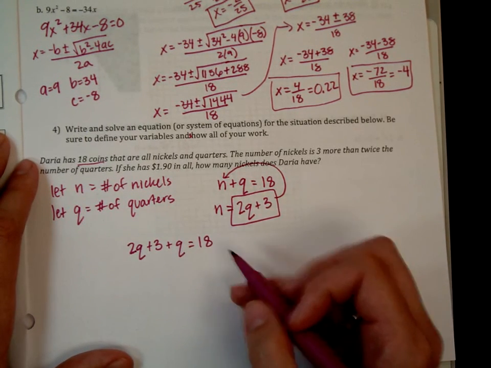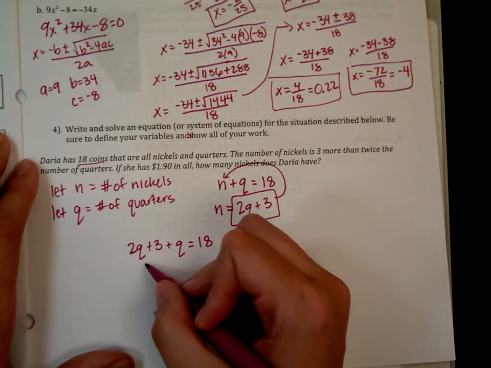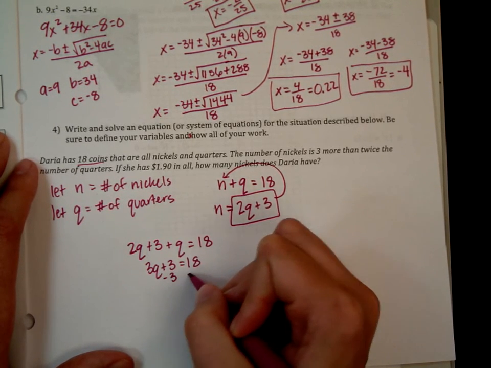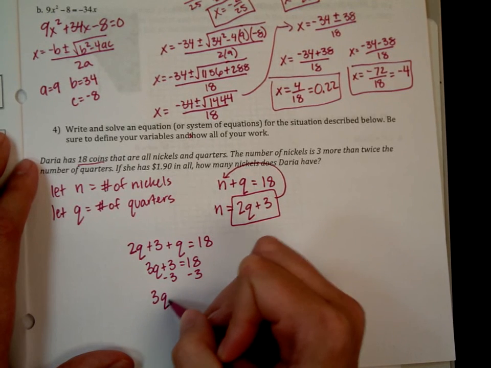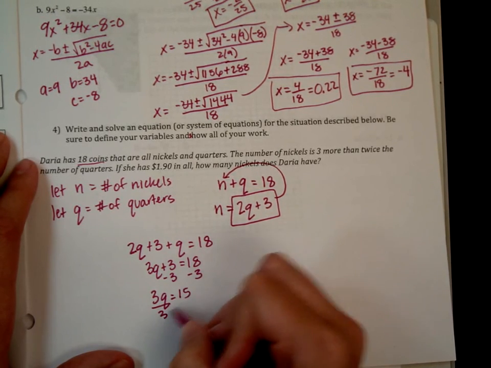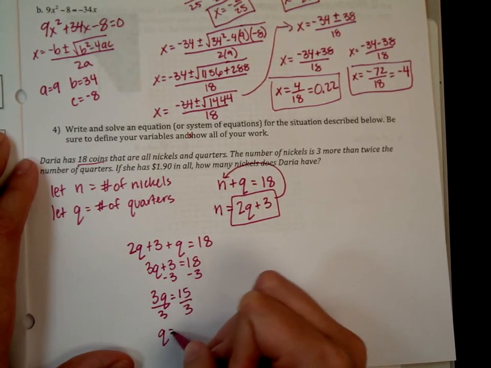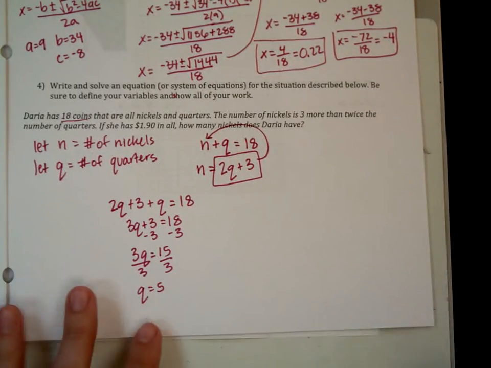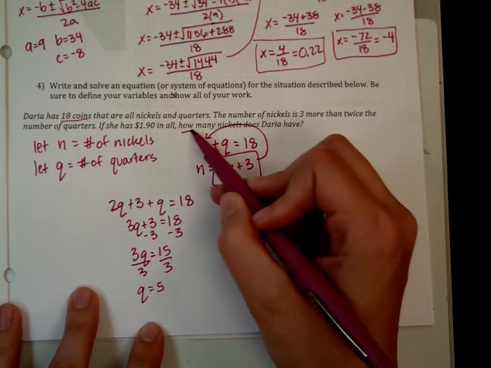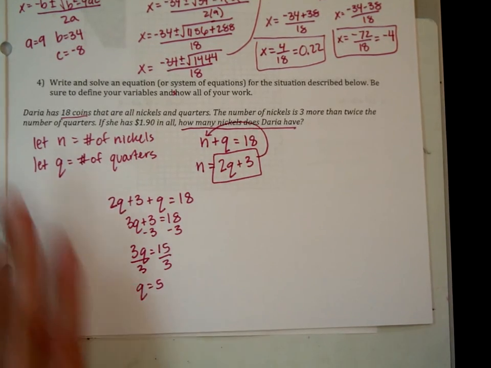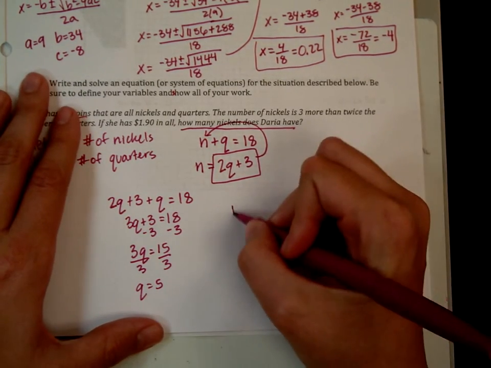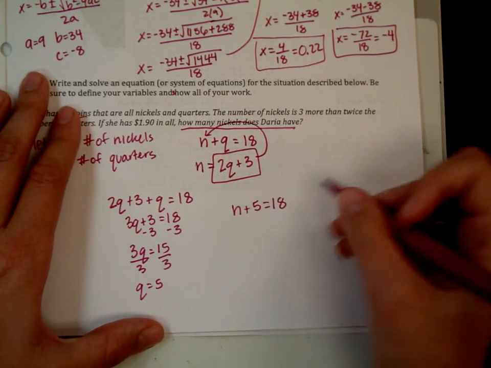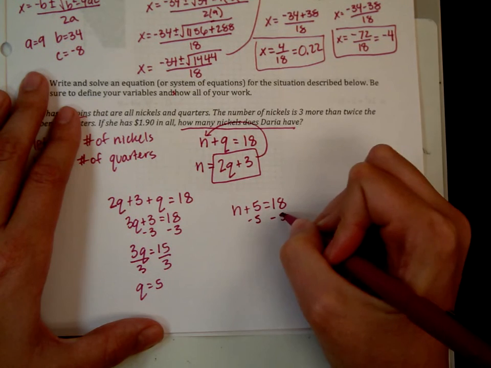2q plus q is 3q. And then I'll subtract 3. 3q equals 15. Divide by 3. q equals 5. So she has 5 quarters. But that's not what it's asking us. How many nickels does she have? So if she has 5 quarters, and we know she has 18 total, then she must have 13 nickels.